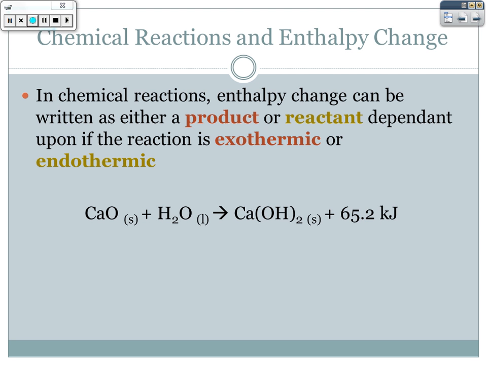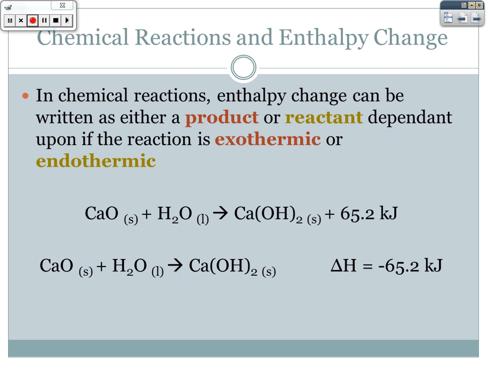So for example, calcium oxide plus water making calcium hydroxide gives off energy. So the enthalpy change is a product, which means that when you write it as a change in enthalpy, it'll be negative 65.2 kilojoules.